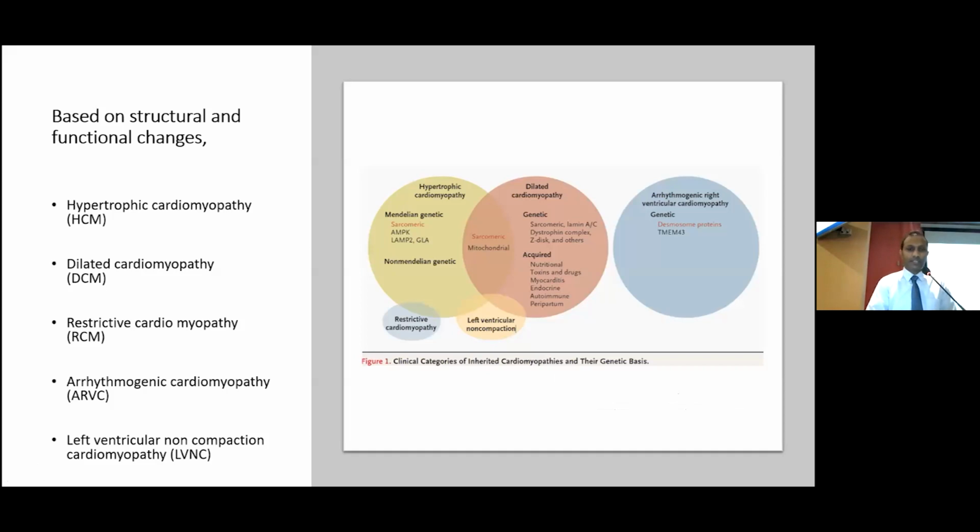So there are mainly five types of cardiomyopathy, conventionally: hypertrophic, dilated, restrictive, arrhythmogenic right ventricular, and left ventricular non-compaction. There is some overlap among these as well, because some genetic causes are found in more than one disease.